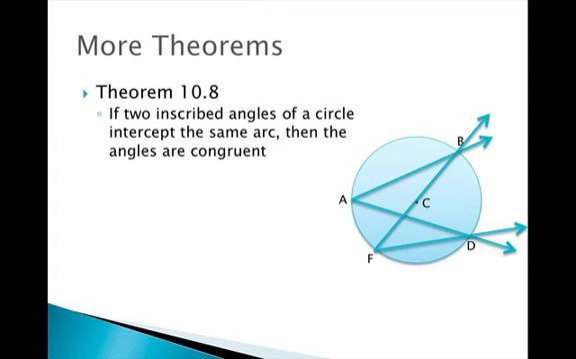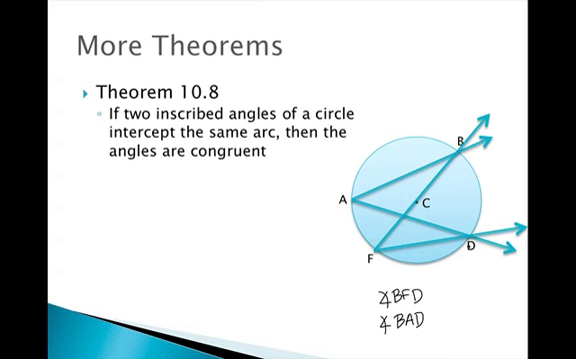Here's our next theorem. Theorem 10.8 states that if 2 inscribed angles of a circle intercept the same arc, then the angles are congruent. So we can see here we've got 2 completely different angles. There's angle BFD and there's angle BAD.